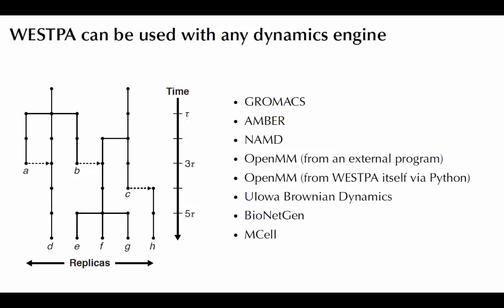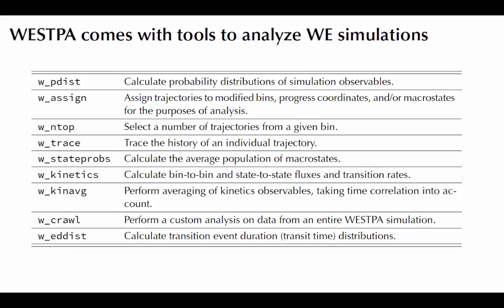So you can run simulations. You can run them with your progress coordinate of choice and binning of choice. You can run it with your dynamics engine of choice. Now you have 4 terabytes of data, and you need to do something useful with it. We also provide a suite of analysis tools to help you do that. I'm not going to read you this list.